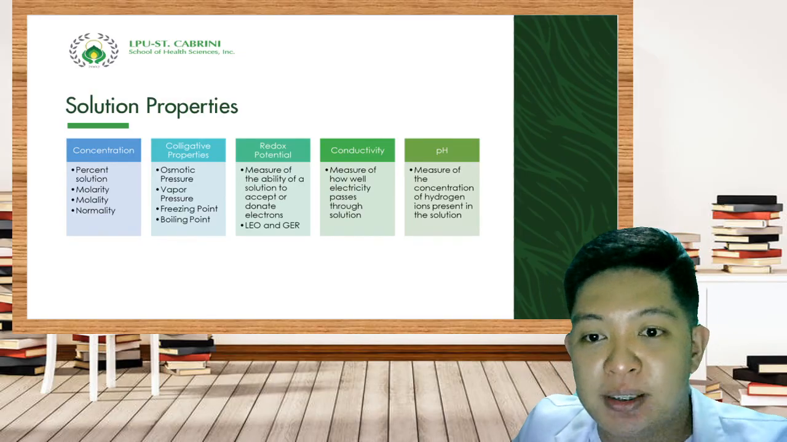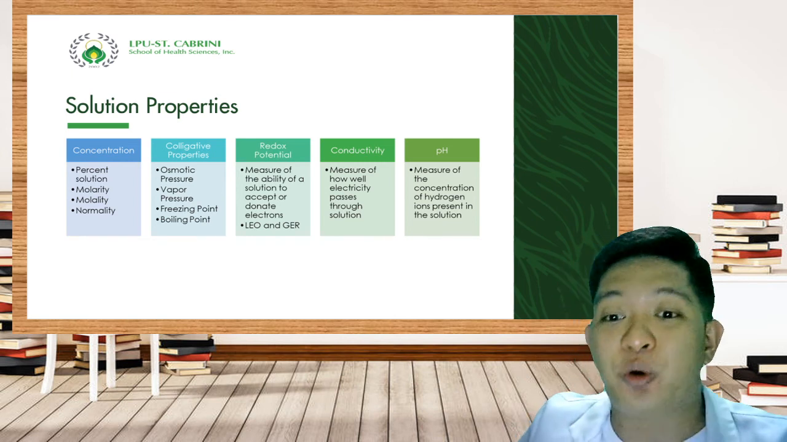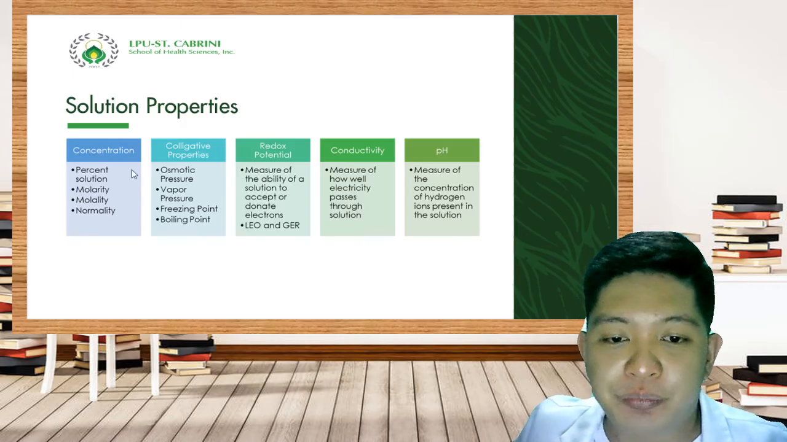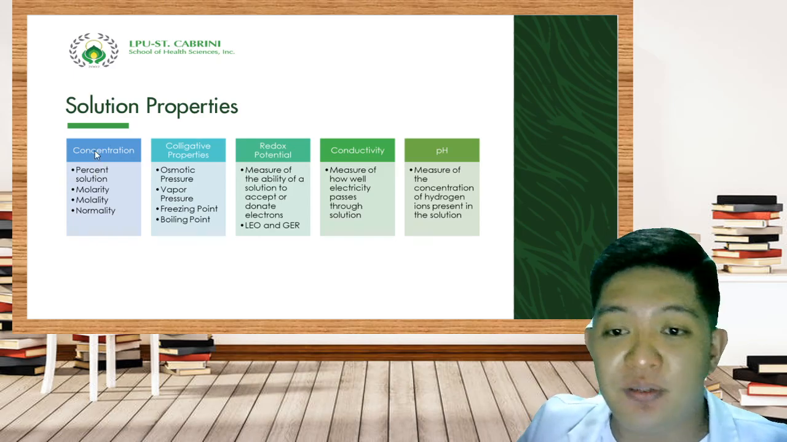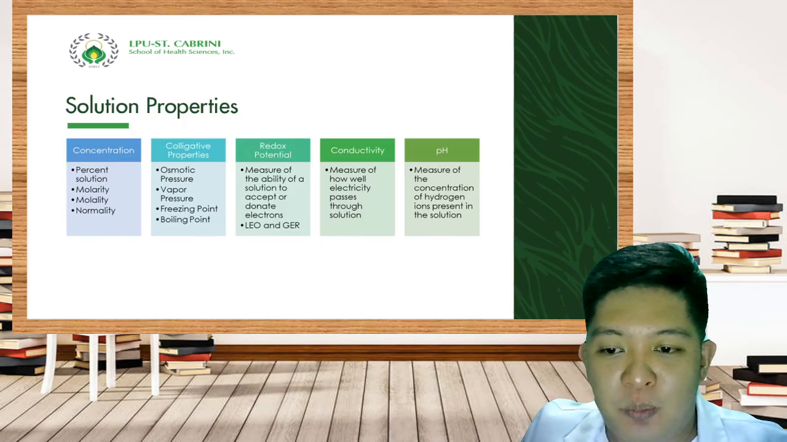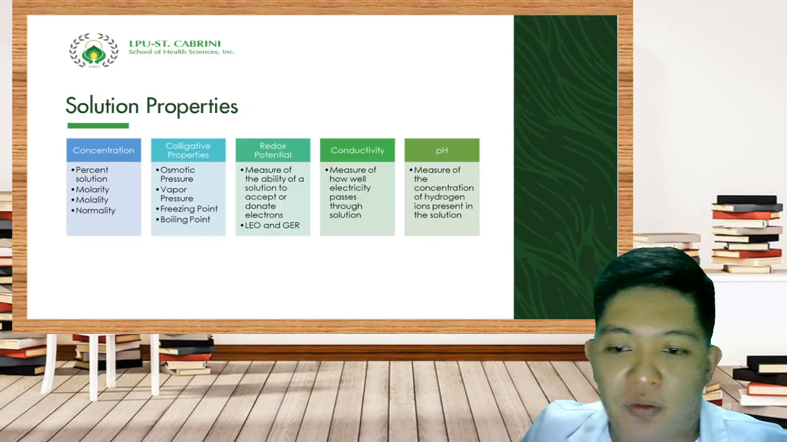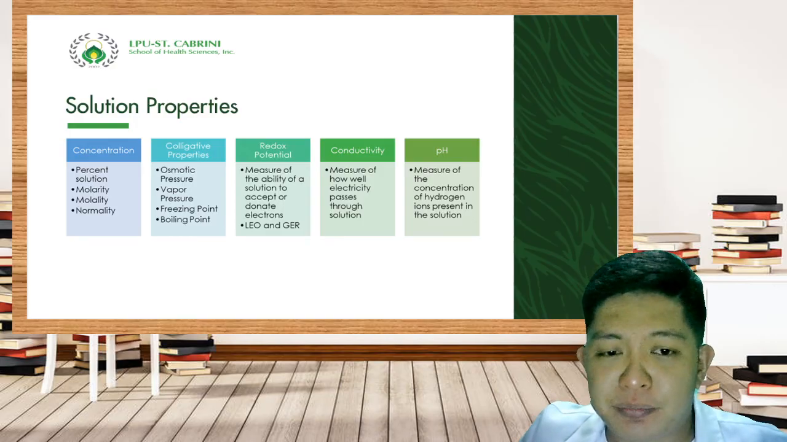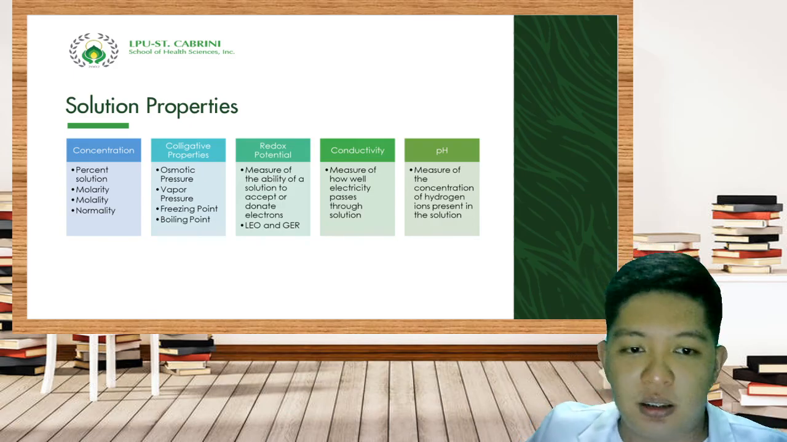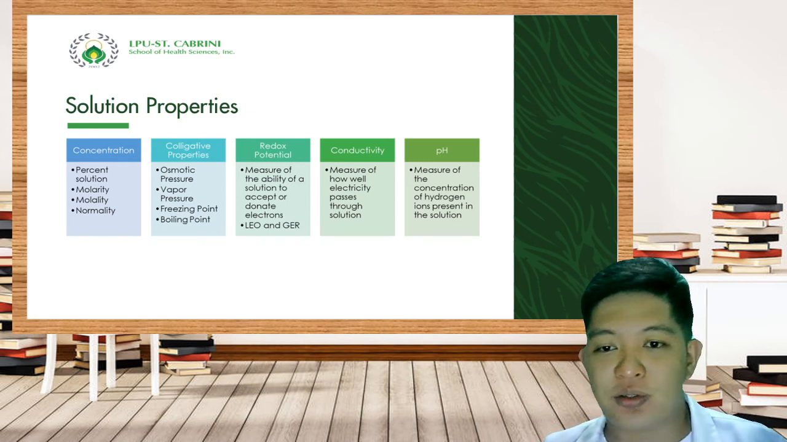These concentrations, I will give another video lecture for you to recall how to compute, because this topic will fall under laboratory mathematics, which will be given in a different video. We have the colligative properties: osmotic pressure, vapor pressure, freezing point, and boiling point. The redox potential, the measure of the ability of the solution to accept and donate electrons. It's just a review.